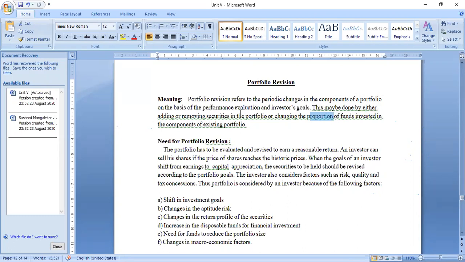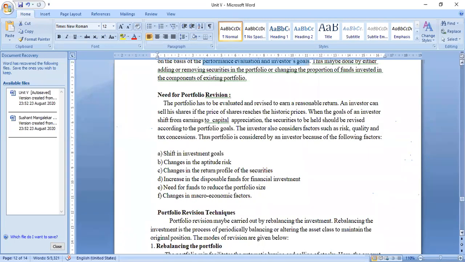Why is this being done? This is done with these two key elements. One is with regard to performance evaluation, and the second is whether it is meeting the investor goals or not. So these are the two things that you have to take care of when we are revising the portfolio. And after all, why is there a need to go for portfolio revision? Because every investor expects at least a certain reasonable return over a period of time, but not to risk the principal amount nor get negative returns. And that is why the investor can sell his shares if the price of the share reaches a historic price. Now, what is the meaning of historic price here?